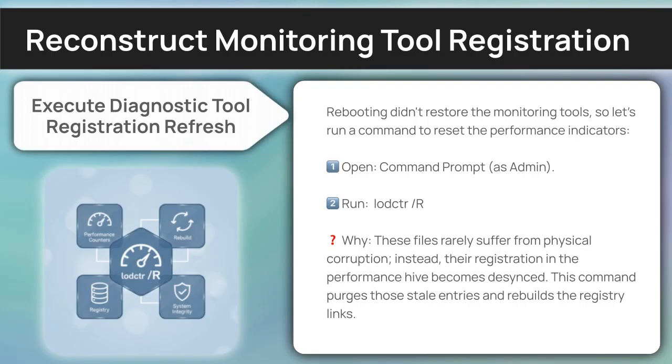First, open command prompt as admin. Second, you're going to type lodctr /R, then hit enter. Why are we doing this? Well, these files rarely suffer from physical corruption. Instead, their registration in the performance hive becomes desynced. This command purges those stale entries and rebuilds the registry links.